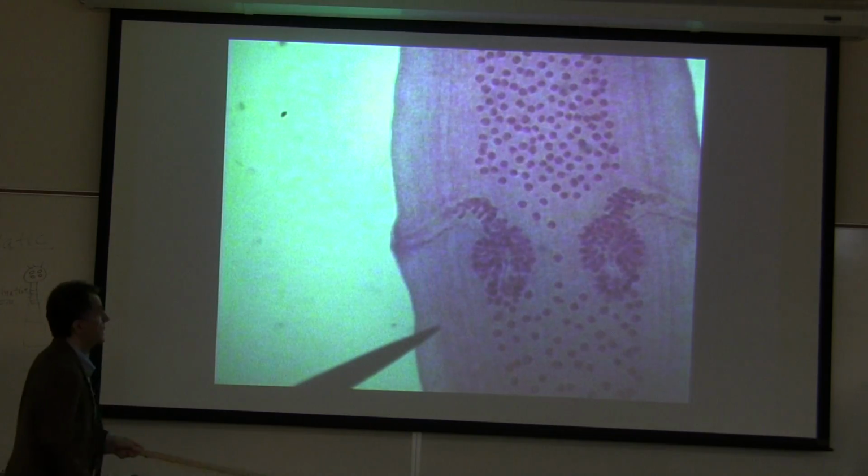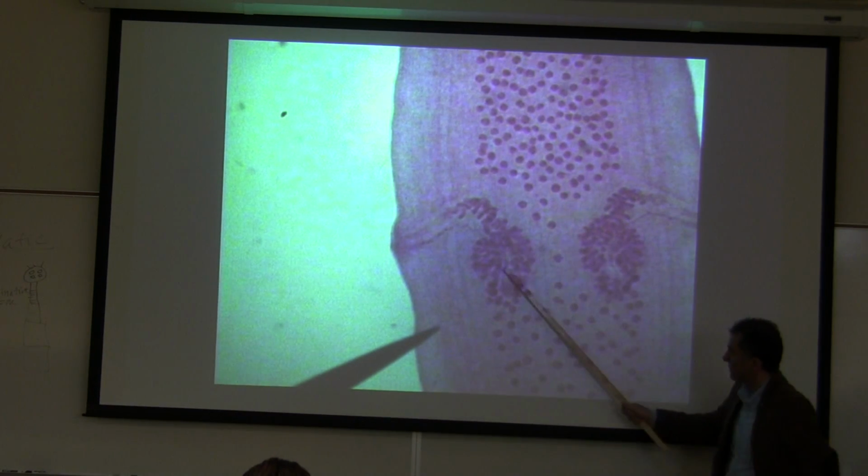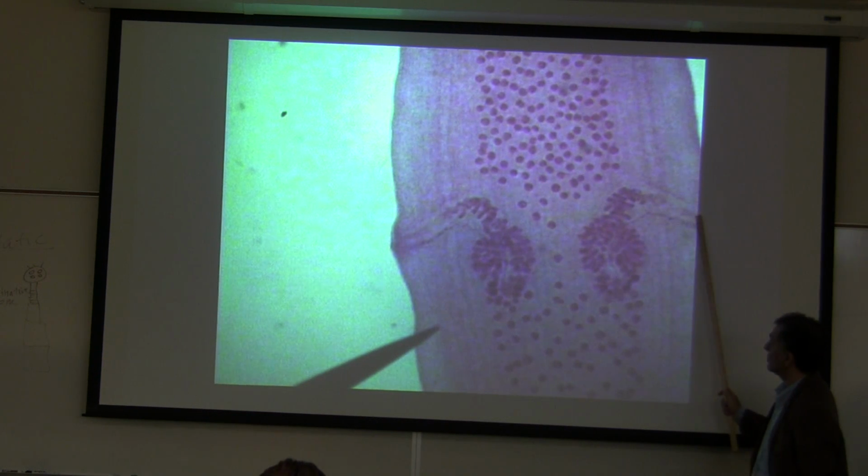Sorry, let's go higher. Yes. What is the name of the structure? Testes. What is the name of the structure? Ovary. What is the name of the structure?